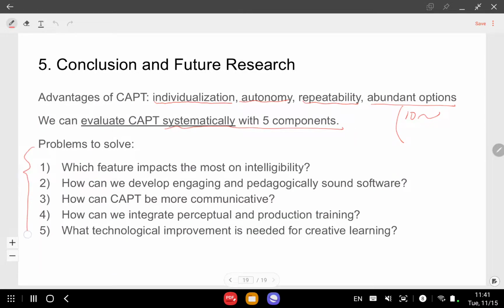However, we still have some problems to solve, and the author suggests 5 of them. Which feature impacts the most on intelligibility? How can we develop engaging and pedagogically sound software? How can CAPT be more communicative? How can we integrate perceptual and production training? What technological improvements are needed for creative learning?